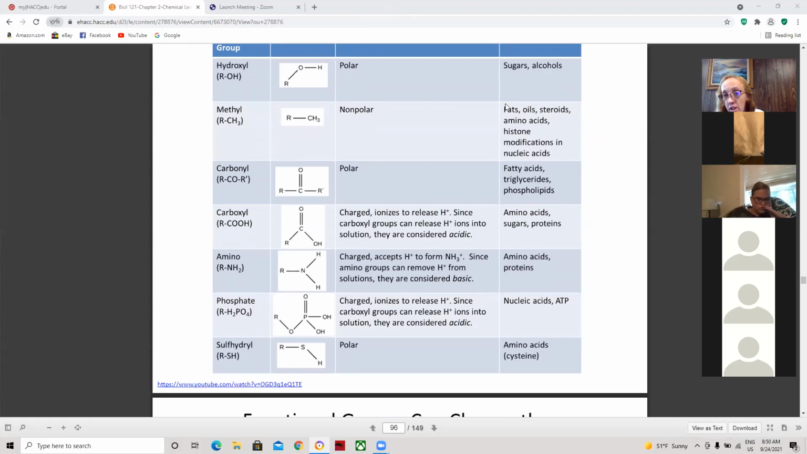Methyl groups are very non-polar. They're what we find in fats and oils that tend to be very hydrophobic, because remember, hydrophobic is non-polar. Hydrophilic is polar. Charged or semi-charged is hydrophilic. So polar and charged are hydrophilic, non-polar are hydrophobic.